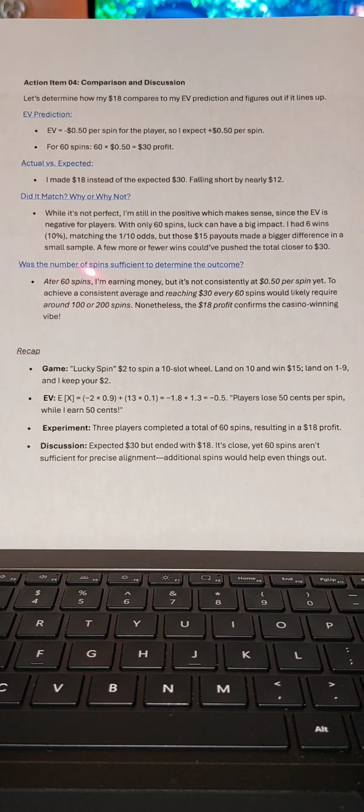Was the number of spins sufficient to determine the outcome? After 60 spins, I'm earning money, but it's not consistently at 0.50 per spin yet. To achieve a consistent average and reach $30 for every 60 spins would likely take around 100 to 200 spins. Nonetheless, the $18 profit confirms that the casino is winning.